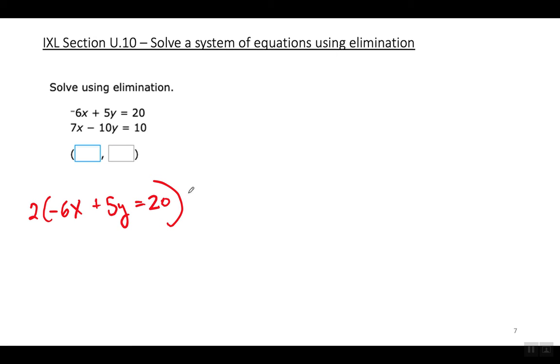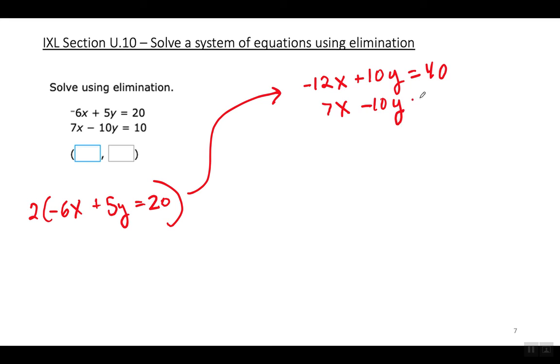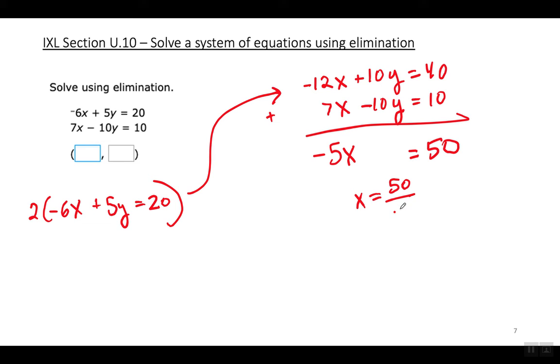So if I multiply the top by 2, I'm going to have the following. Negative 12x plus 10y equals 40. And on the bottom, 7x minus 10y equals 10. Now I can add the two equations, okay? Ahora sumo las dos ecuaciones, and I'm going to have negative 5x equals 50. So x equals 50 divided by negative 5. So x equals negative 10.